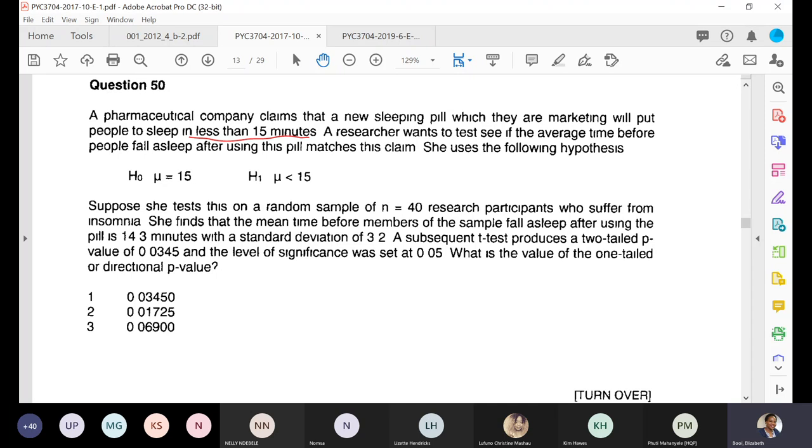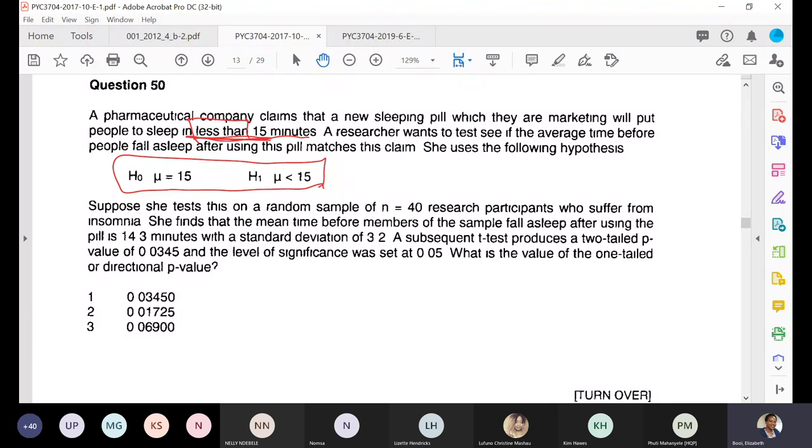She uses the following hypothesis. Can you see the discussion that we had previously? You see, I just went and highlighted that "less than" because they're mentioning less than. Look at how they put the hypothesis testing. Your null hypothesis claims that the mean is equal to 15. The alternative will claim that the mean is less than 15. And it's because I got it from here.